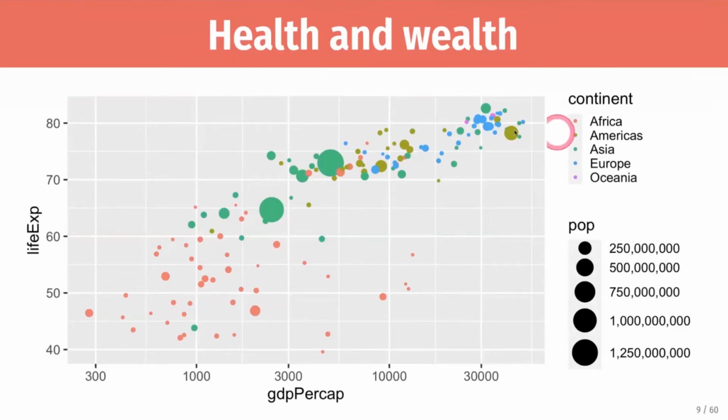But we didn't say like geom scatter. We just said geom point. And so it's really just showing these points here.